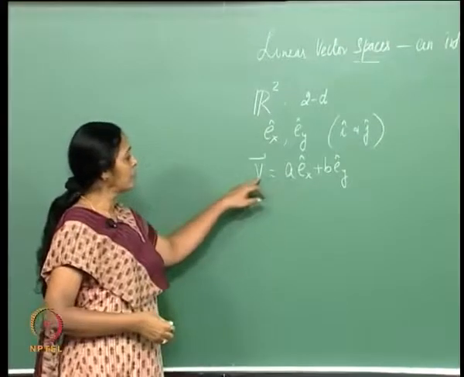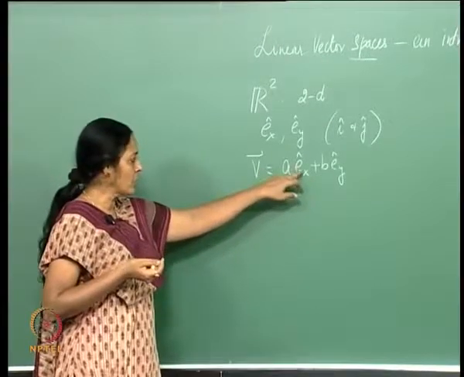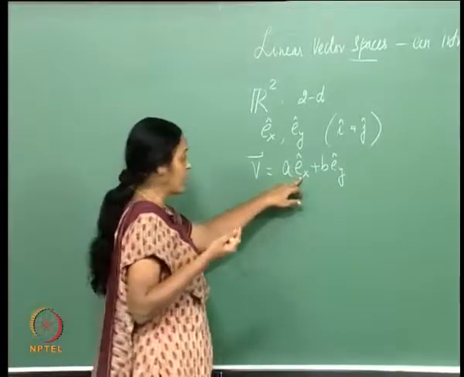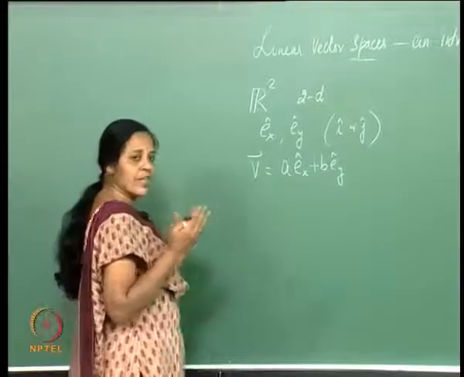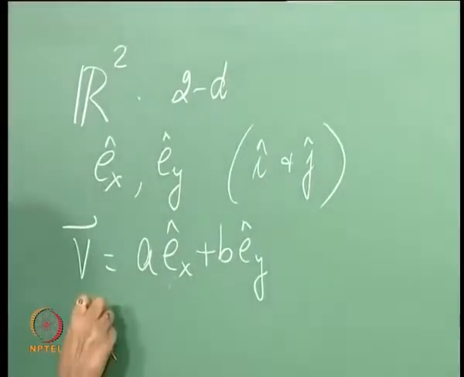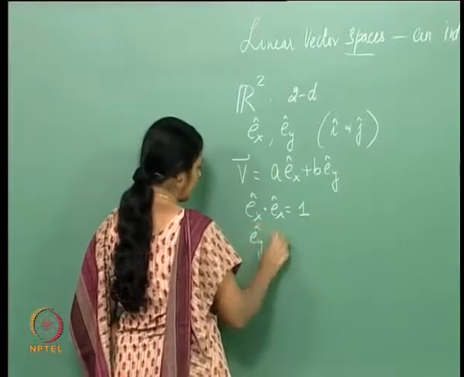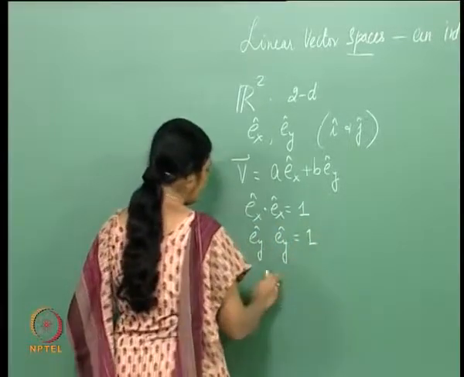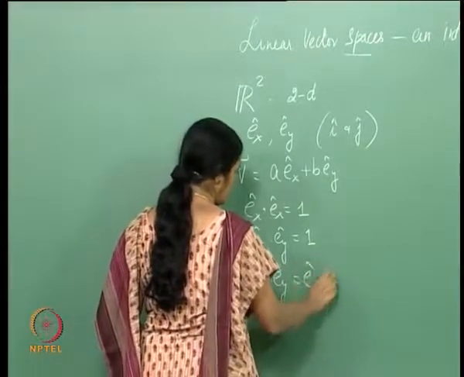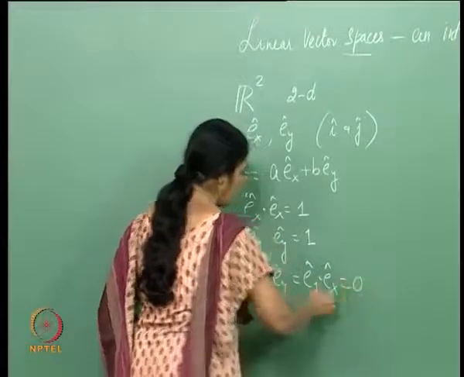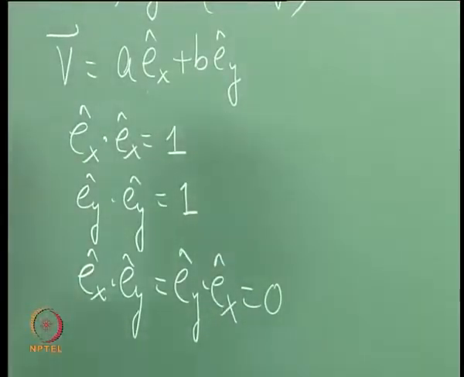So a is the component of v along the x-axis basically, because Ex is the unit vector along the x-axis, and b is the component of v along the y-axis. Now Ex and Ey themselves are orthonormal vectors. So I have the following, and Ex dot Ey equals Ey dot Ex is 0, and this is the dot product, the scalar product of two vectors.